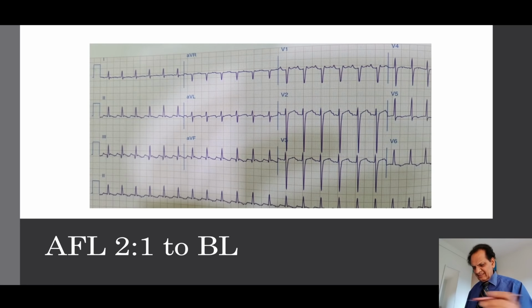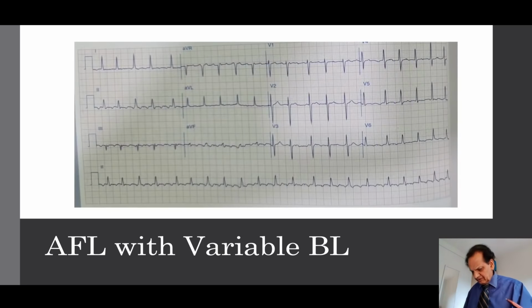You can see it here. Where are the P waves nicely seen? Second, third, AVF and V1. V1 is very nicely seen. One P is not conducted and one P is followed by QRS. The atrial rate is around 300 or so, and the ventricular rate some 150.